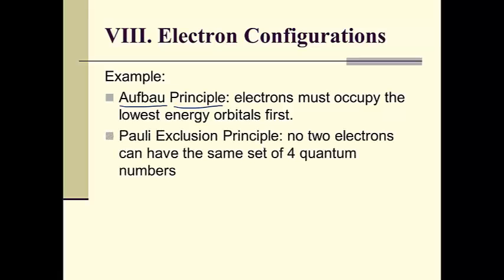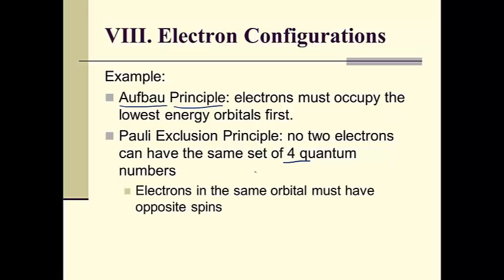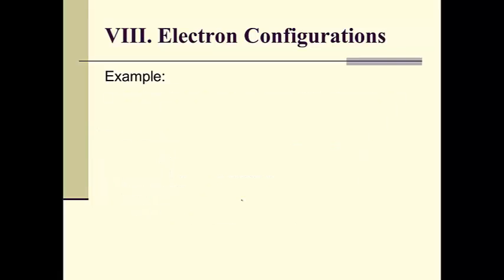Okay. Pauli exclusion principle. No 2 electrons can have the same set of 4 quantum numbers. We'll get into quantum numbers a little bit later on in this chapter. Okay. But if you look on your sheet, that's not what it says. It actually says this: electrons in the same orbital must have opposite spins. Okay, this is the correct rule. This is what it basically translates into. Okay, and we'll talk about spins in a second.